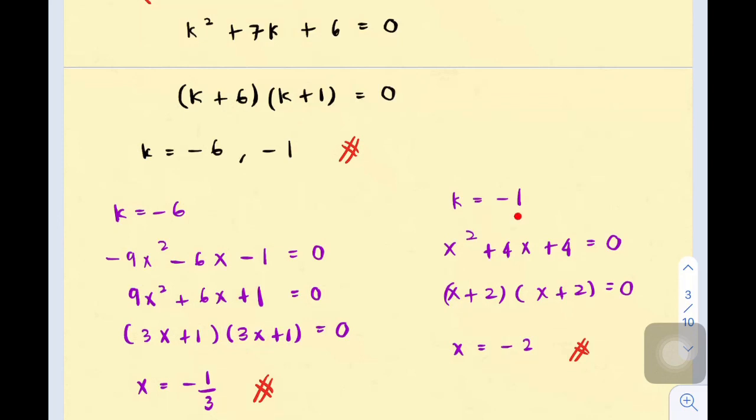How about the other one? k equal to minus 1. So fill in k here. And then you're left with x squared plus 4x plus 4 equal to 0. So just factorize, and then you'll get the answer x equal to minus 2. You'll get the equal roots because you have fulfilled the condition b squared minus 4ac equal to 0.